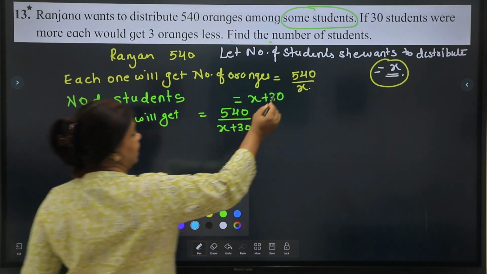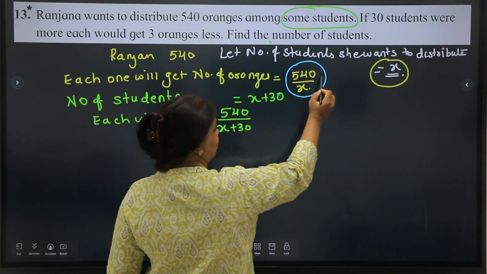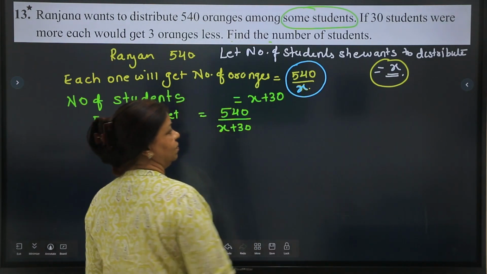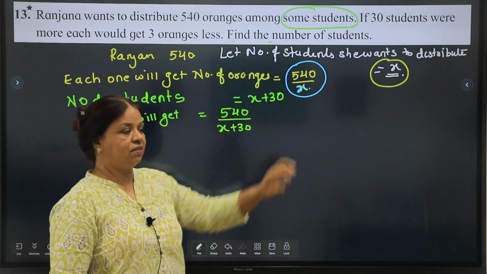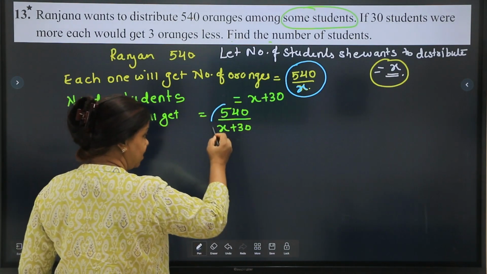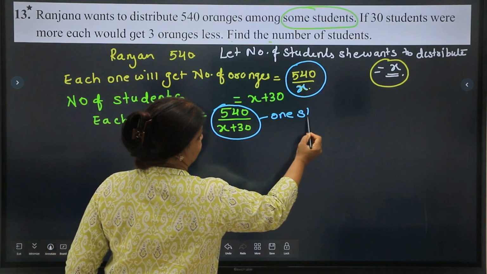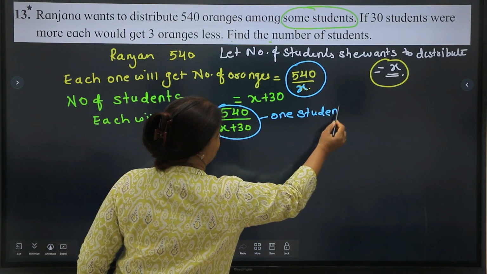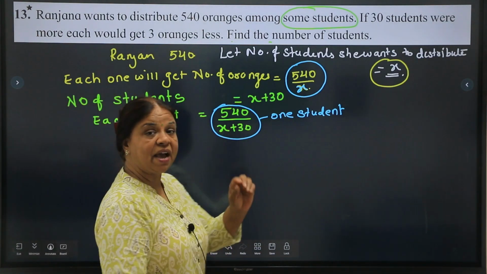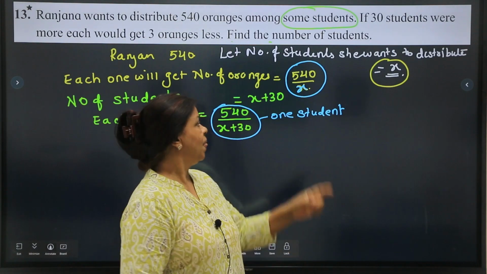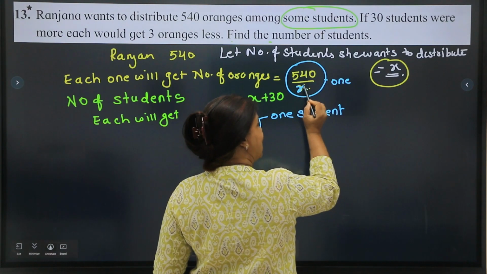See children, this is the number of oranges one student will get when the number of students is x. And this is the number of oranges one student will get when the number of students is x plus 30, when the number of students is increased by 30. And here this is also one student, when the number of students is only x.